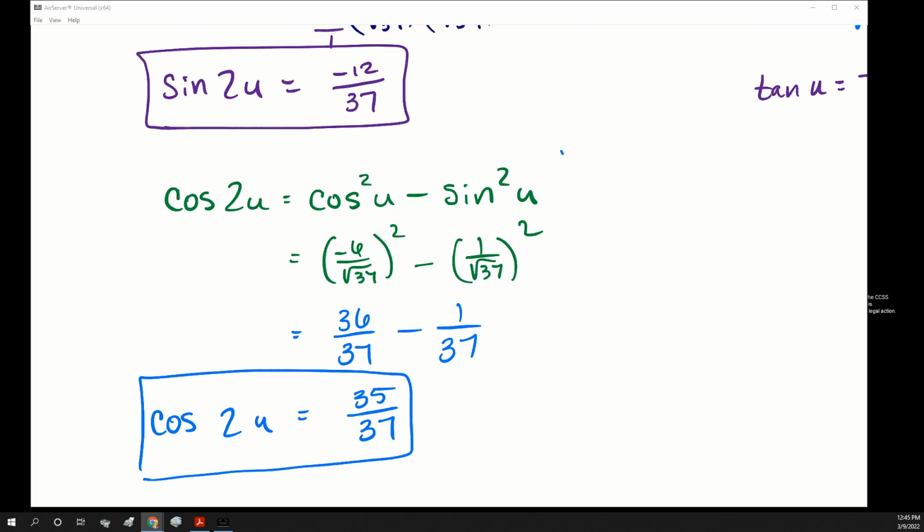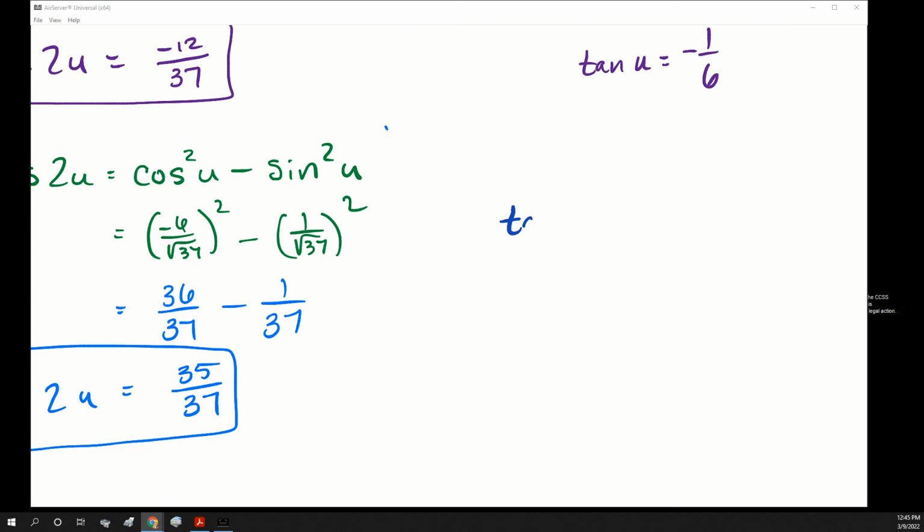All right, one more. We need to do the tangent. Now, I am actually not going to use the double angle formula to do the tangent. We could. It will work out, but it's a little easier if we use a different identity. Not a reciprocal identity, a quotient identity. So if I want to use a quotient identity to figure out tangent of 2u, what would I divide? Sine of 2u divided by cosine of 2u.